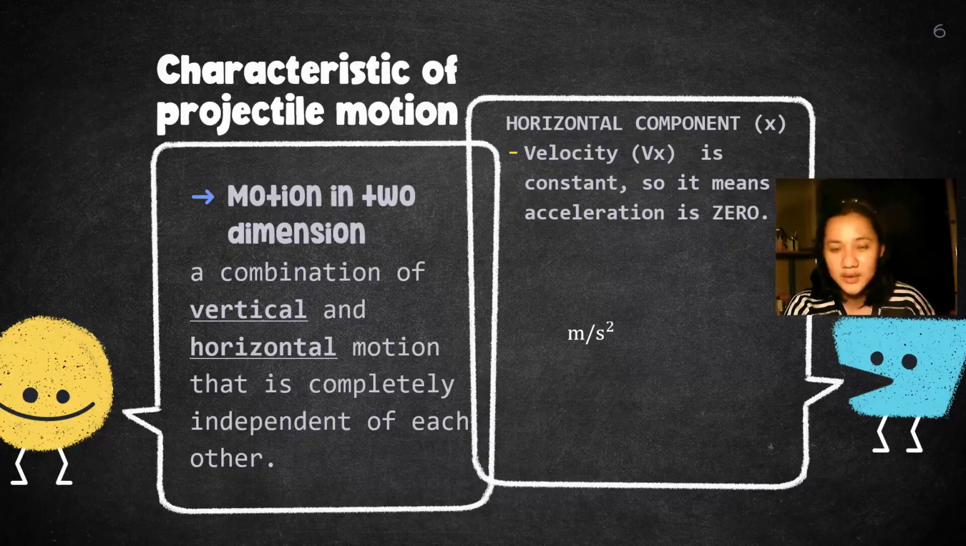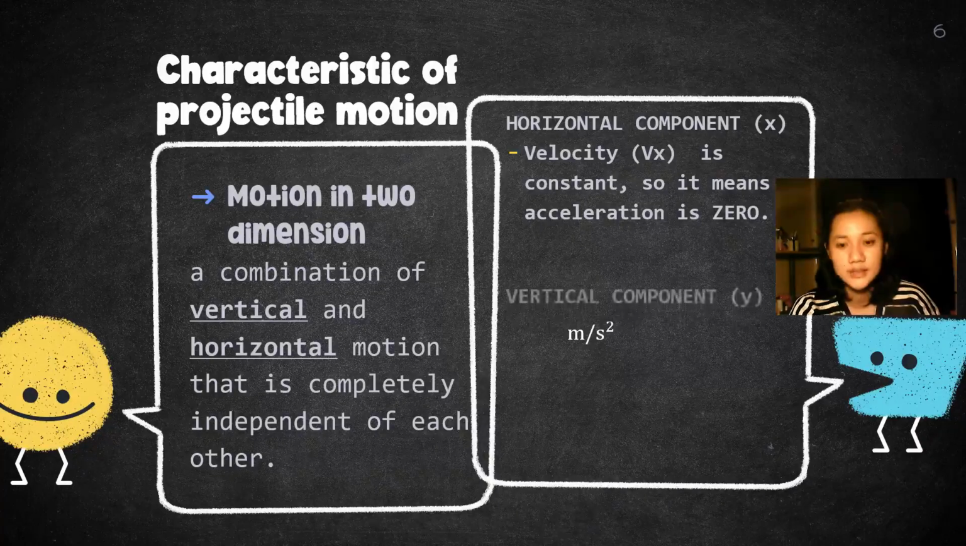So, bakit 0 yung acceleration niya? Once the velocity is constant, okay, walang change sa velocity. So, ibig sabihin nun, walang nangyayaring acceleration. So, 0 ang kanyang acceleration. So, nagkakaroon kasi ng acceleration kapag nagbabago yung velocity. But in the case of horizontal component, walang pagbabago sa kanyang velocity. That's why 0 yung kanyang acceleration.